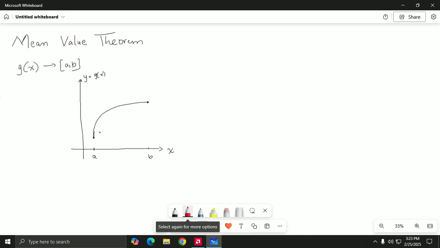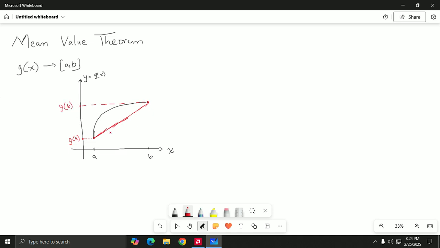Now, what does the mean value theorem say? The mean value theorem talks about the average rate of change of the graph over this interval between the points a and b. All right, this is the average rate of change. I know that this is g of a, and this right here is g of b.